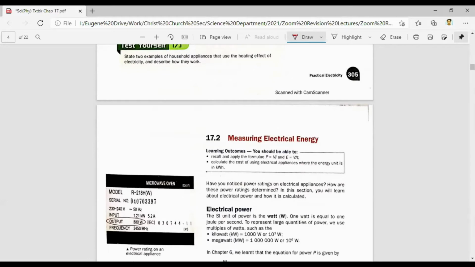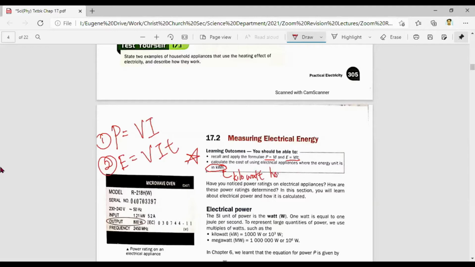Now let's go on to 17.2. In 17.2, there are two things that we'll be looking at. First is these two formulas over here. P equals VI, that will be the first formula to pick up. The second one is E equals VIT. We'll be looking through it at a later part. And the next one, learn how to calculate the cost of using electrical appliances, where the energy unit is called kilowatt hour. So kWh represents kilowatt hour. So 17.2 has two main parts.